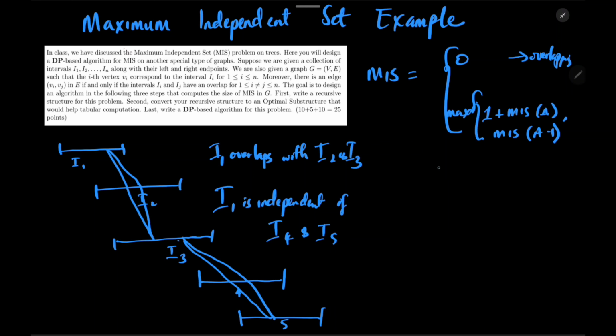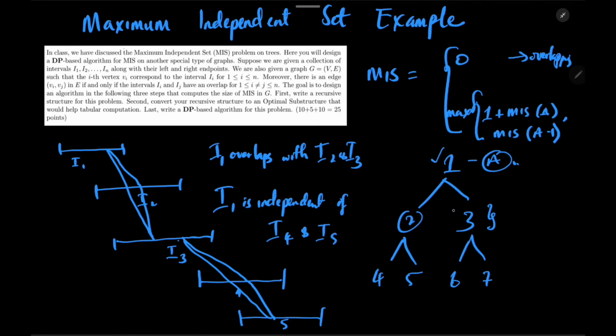For example, let's draw a diagram from the last lesson. Supposing we have 1, then we have 2, 3, we have 4, 5, 6, 7. So let's say maximum independent set A. Let's say this is A, right? So it is A inclusive, and because 2 and 3 overlap or are connected to A, this would not be in the set A.